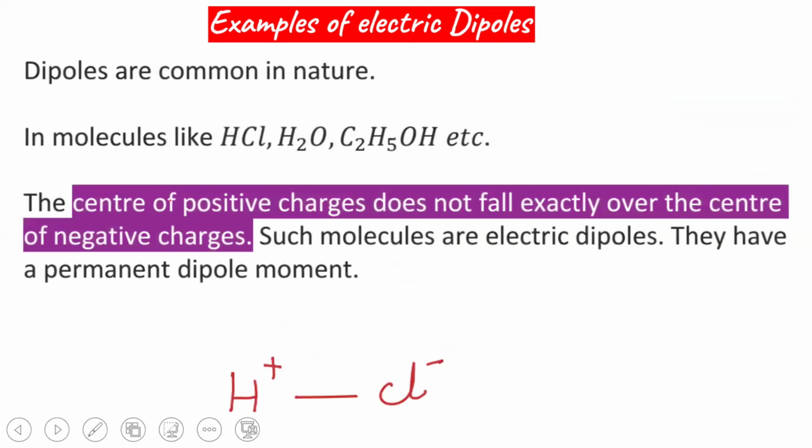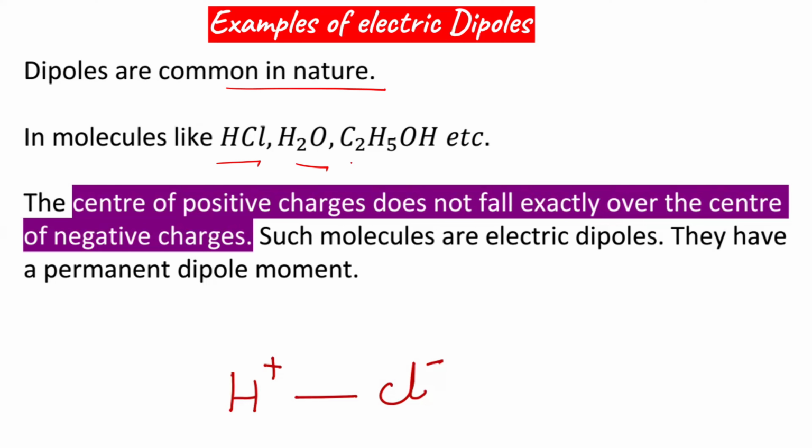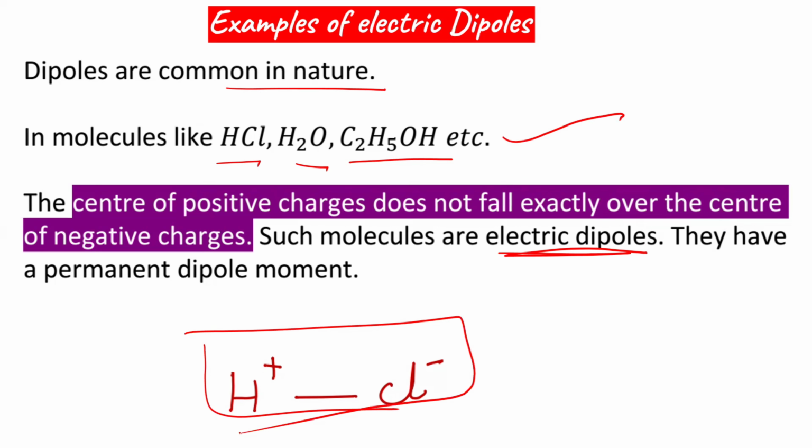Examples of electric dipoles: dipoles are common in nature in molecules like HCl, H2O, C2H5OH, etc. You can observe these electric dipoles. The center of positive charges does not fall exactly over the center of negative charges. Such molecules are electric dipoles. They have a permanent dipole moment. For example, in this case, HCl. So this forms a dipole.